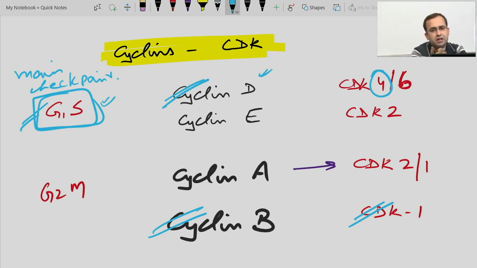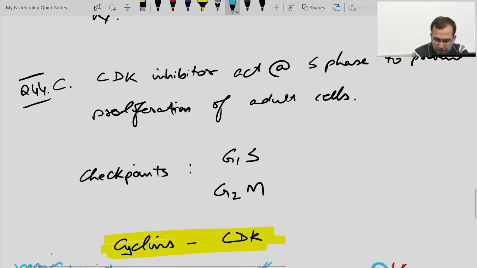In fetal stem cells, there is no inhibitor, whereas adult stem cells cannot proliferate like the fetal stem cells because of the presence of CDK inhibitors, which prevent the proliferation.